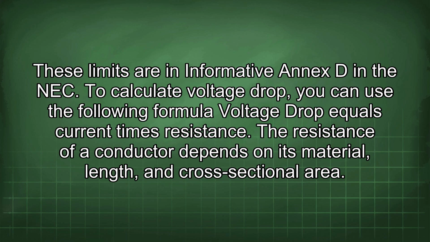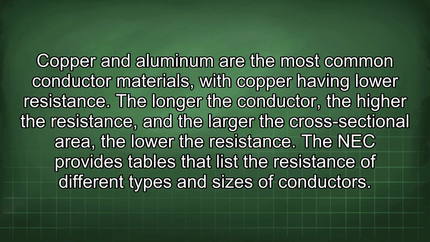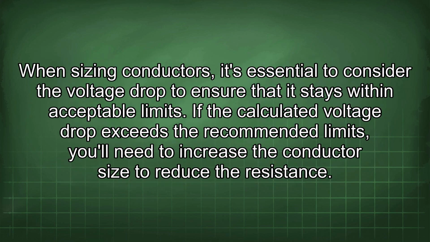The resistance of a conductor depends on its material, length, and cross-sectional area. Copper and aluminum are the most common conductor materials, with copper having lower resistance. The longer the conductor, the higher the resistance, and the larger the cross-sectional area, the lower the resistance. The NEC provides tables that list the resistance of different types and sizes of conductors. When sizing conductors, it's essential to consider the voltage drop to ensure that it stays within acceptable limits.